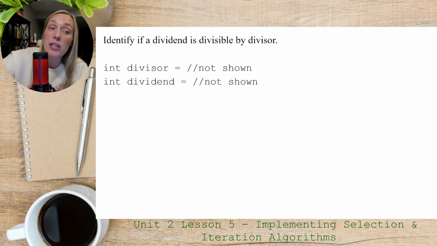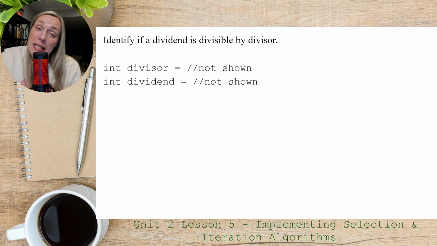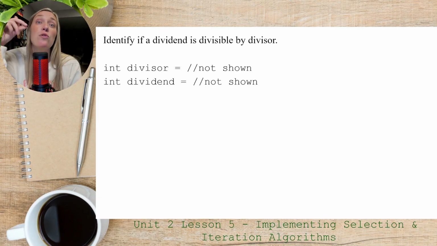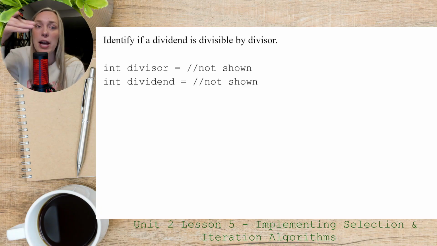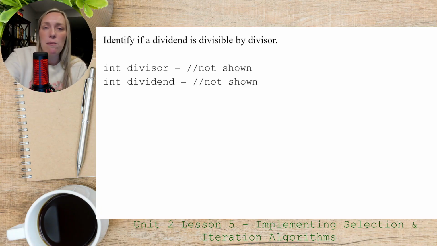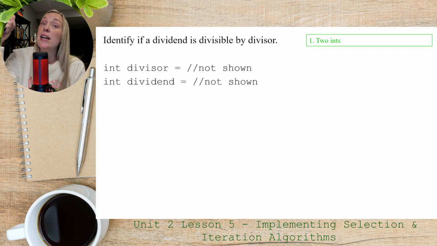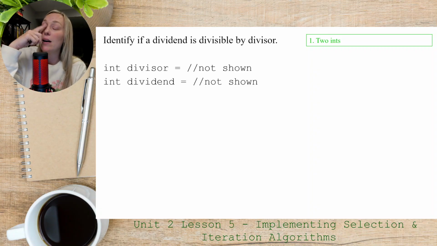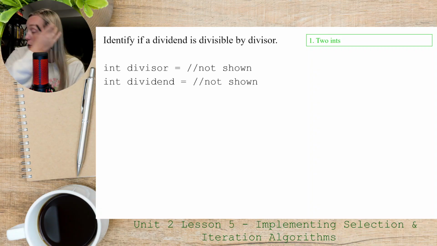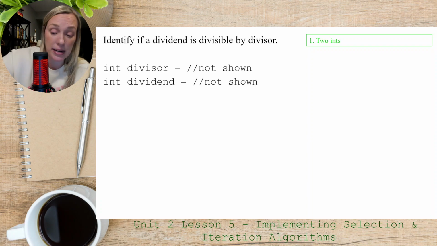Okay, so the divisor is not shown and the dividend is not shown, but I want to use those two variable names in my code so that no matter what integer is stored in each of those, I'm going to be able to successfully code it. So what you can do is off to the side, write out the English to it. So I start with 2 ints. That's step 1. I have 2 ints.